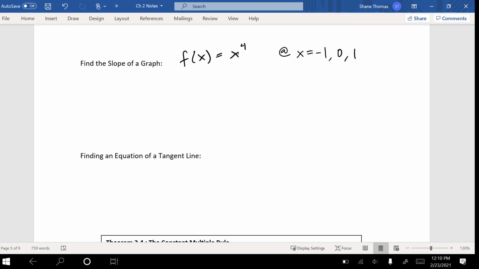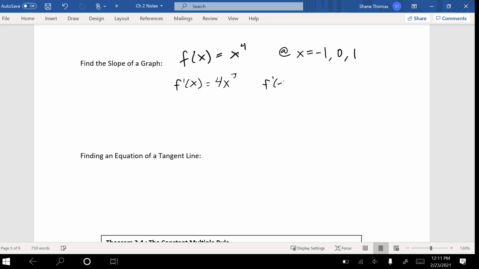First thing we got to do, we got to find f prime of x. So f of x is x to the 4th. What would f prime of x be? Using the power rule. Yep, there you go. Power out front, subtract 1 from the power. Okay? So that is my f prime of x. So then all I'd have to do is plug in those numbers. Okay? So let's find -1.